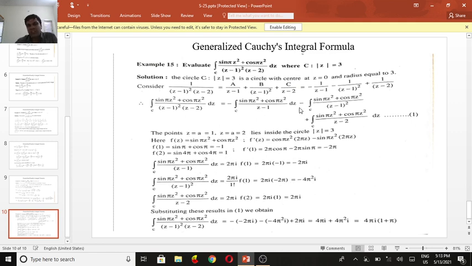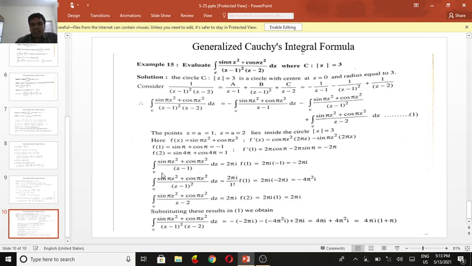So now we come directly to the problems. The integral of (sin pi z square plus cos pi z square) divided by (z minus 1) dz is 2 pi I f of 1. What is f of 1? It is minus 1. Therefore 2 pi I times minus 1 equals minus 2 pi I.